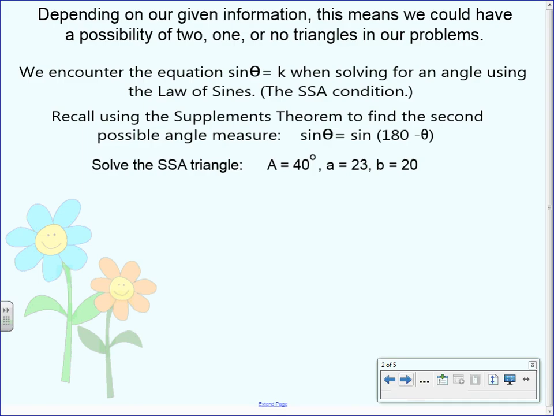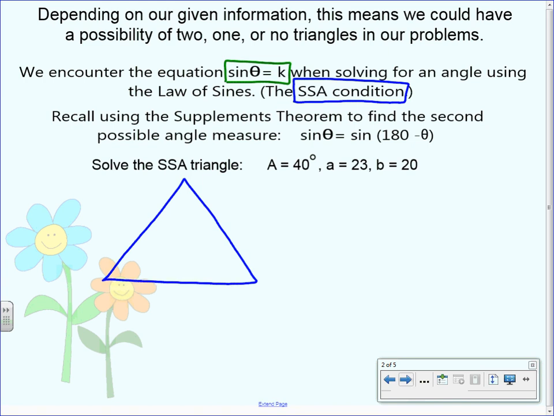Those 0, 1, or 2 possible triangles won't always be something we have to worry about. It's actually only going to happen when we have the side-side-angle condition. I remember that it spells a bad word backwards, so maybe that's a way that you can remember the special case. Also another way to think about it is that you're solving for an angle in the law of sines. Whenever you solve for the angle in the law of sines, that's when our 0, 1, or 2 possibilities could pop up. All right, so we're going to go ahead and start with our first triangle and just see how these resolve themselves as we're solving.